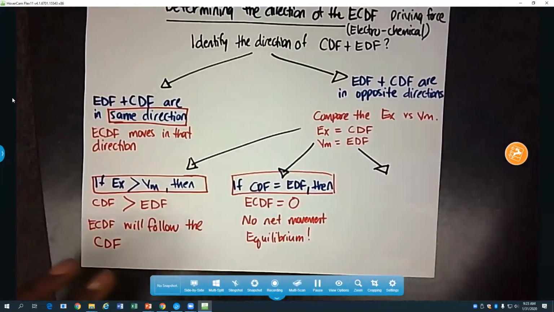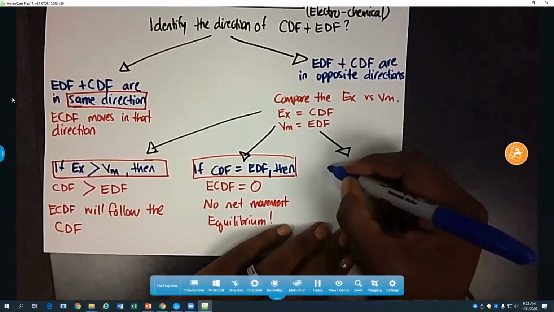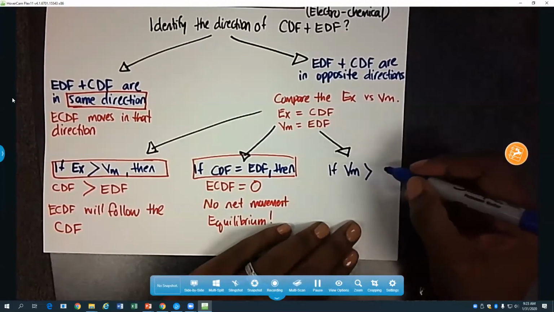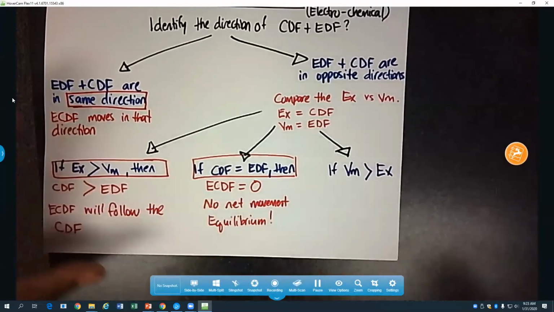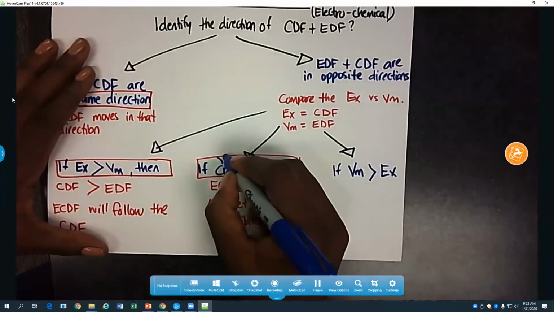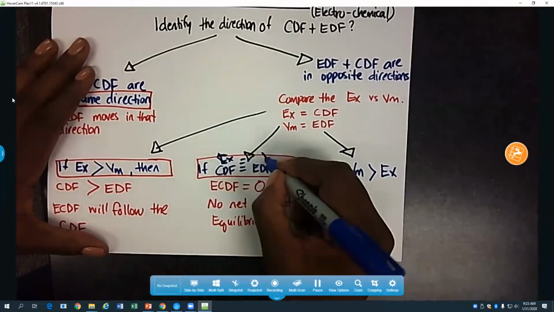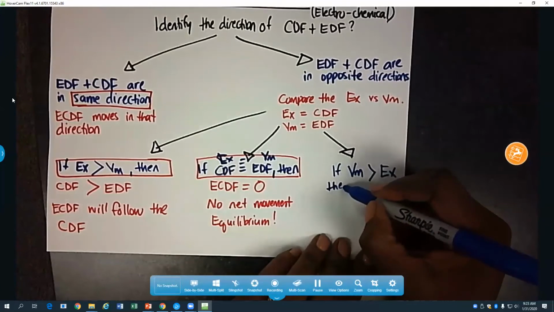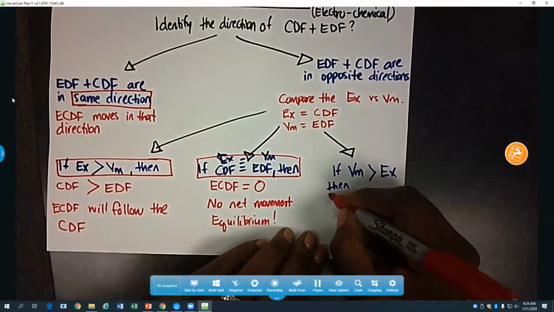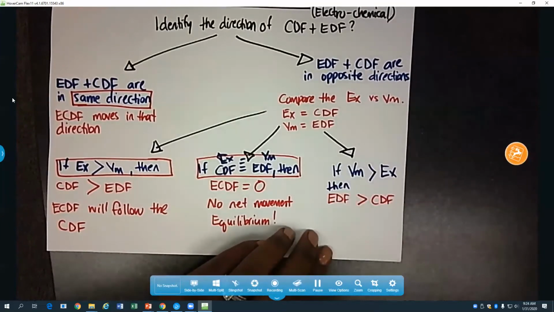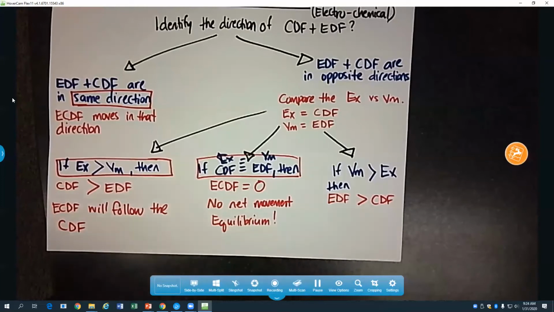And then our third scenario is going to be opposite that first scenario, and that is if the membrane potential is greater than the equilibrium potential. So this should have been if the equilibrium potential is equal to the membrane potential. Okay? So if the membrane potential is greater than the equilibrium potential, then we see that the EDF is greater than the CDF. So our electrical driving force is greater than our chemical driving force.